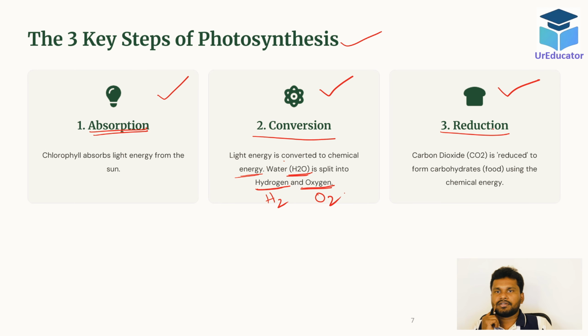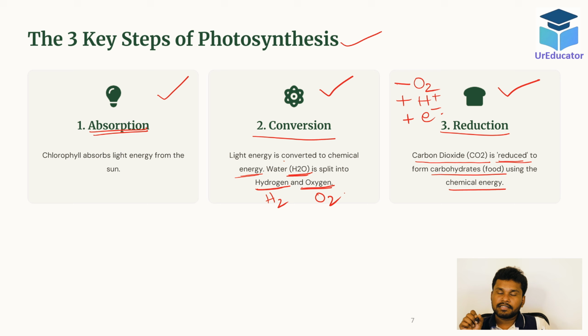What is reduction first of all? According to chemistry, the reduction means the removal of oxygen or addition of hydrogen or the addition of electron. Okay, so this is reduction, and through this process of reduction the carbon dioxide is reduced to carbohydrates using the chemical energy.